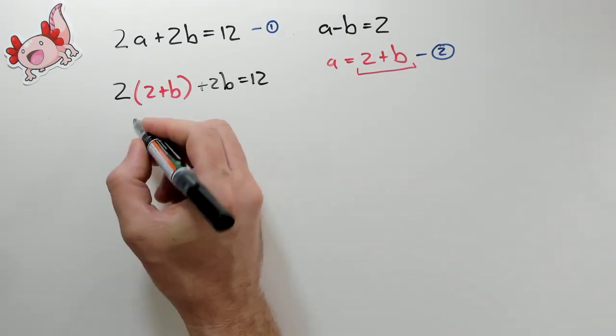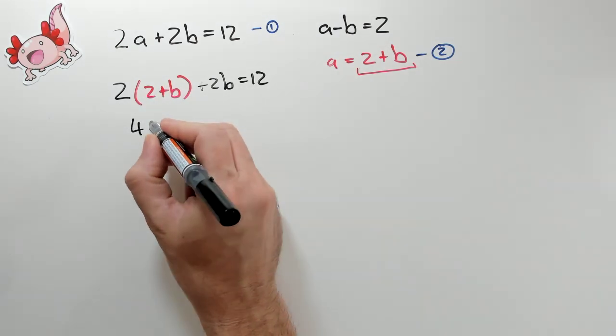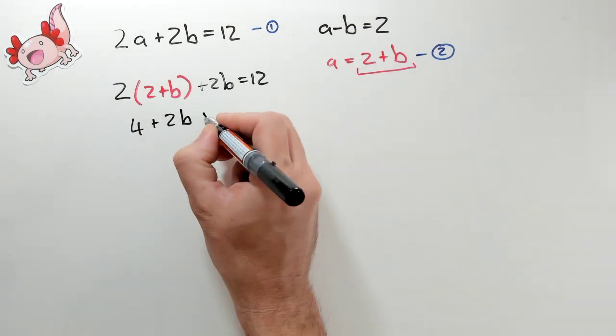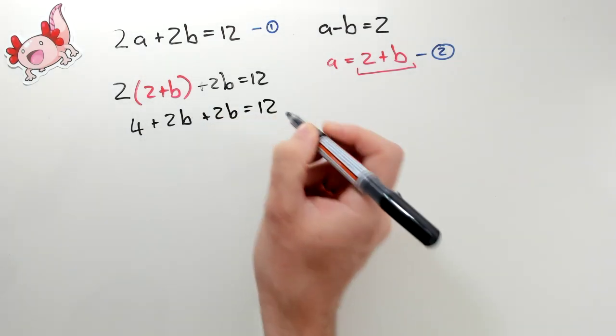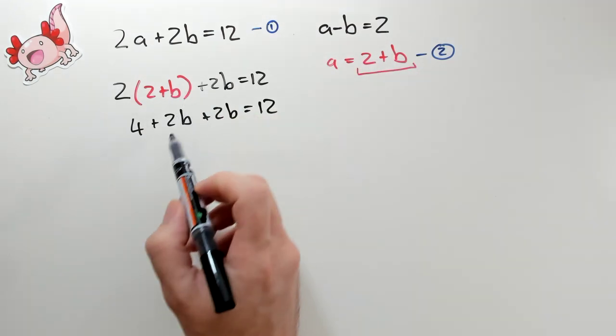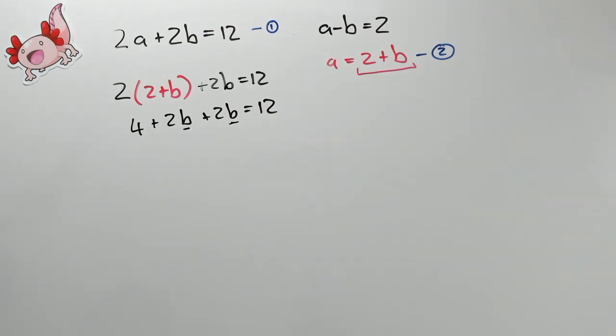Anyway, 2 times 2 is 4. And 2 times b would be 2b. And plus 2b and 12. And you see, once we sub this in, suddenly we only have one variable. And now this is solvable.